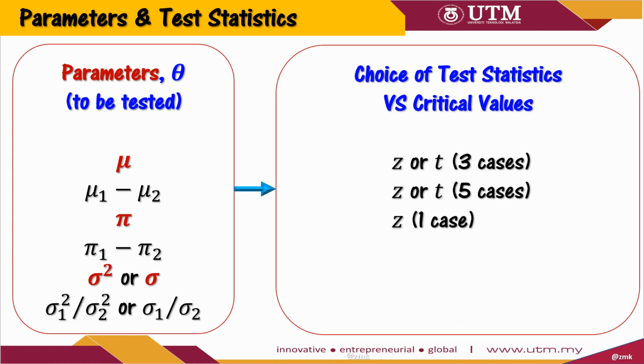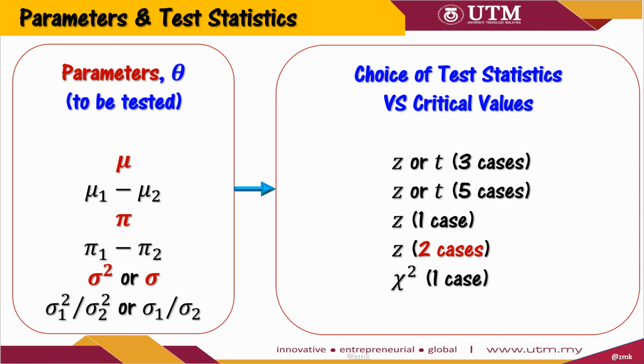Next, only one case for testing a single pi, which is using a Z test statistic to be compared with a Z critical value. Next, we have 2 cases for testing pi1 minus pi2, where both cases will use Z test statistic, which is to be compared with a Z critical value. Similar to estimation chapter, we only have one case in testing sigma or sigma squared, that is a chi-square test statistic, which is to be compared with a chi-square critical value.